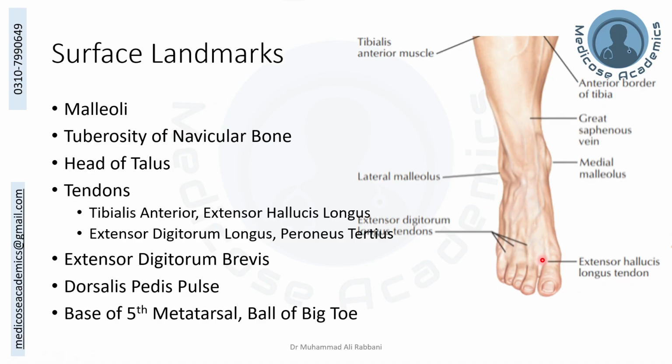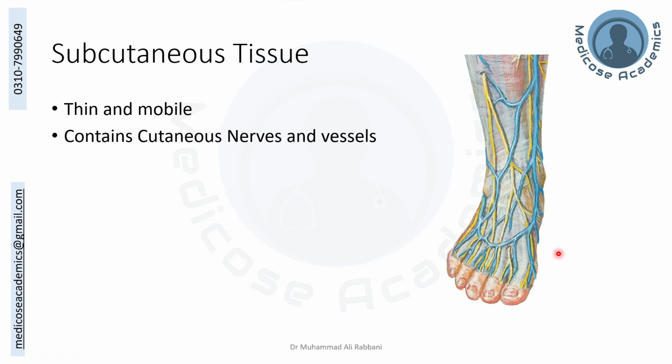And then the dorsalis pedis artery pulse will be palpable against these bones. The navicular bone, between the two tarsal bones, will be palpable here, and on the base there will be the base of the fifth metatarsal, palpable right here on the lateral aspect. The ball of the big toe is technically present on the plantar aspect, where the big toe makes a joint with the metatarsal bone.